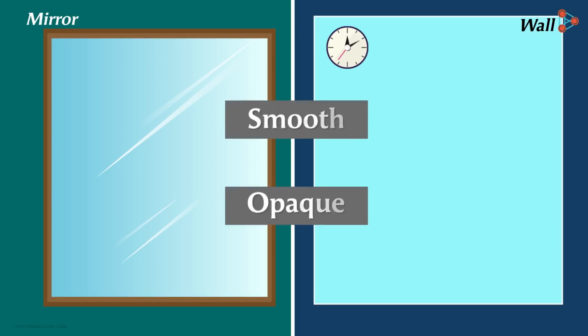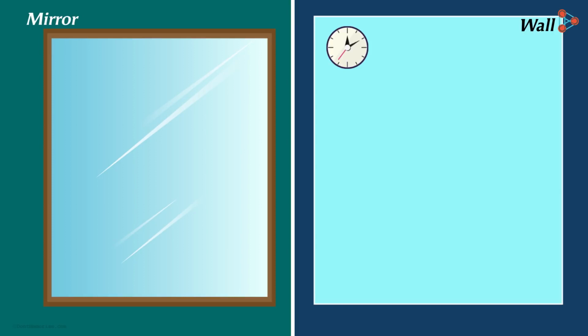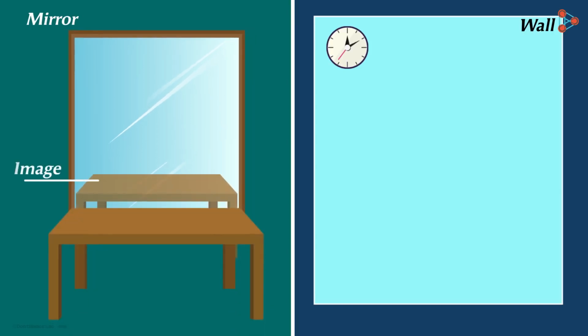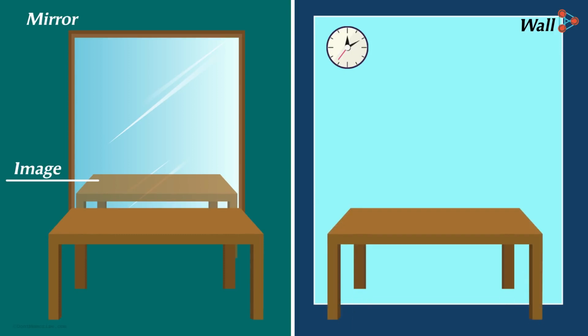Now let's try out something. If we keep any object in front of the mirror, we see that its image is formed in the mirror. But if we keep this object in front of the wall, what do we see? Well, we see nothing except its shadow maybe. Why is the image not formed on the wall like that in a mirror?